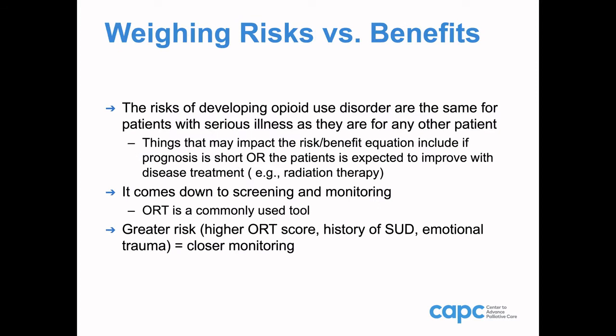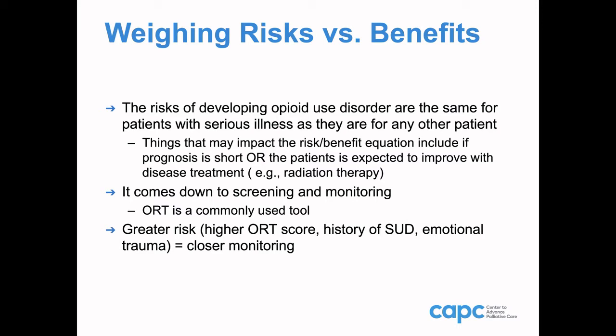So that's universal precautions. Weighing the risks and benefits is really about things that impact the risk-benefit equation. So if prognosis is short, you're going to take that into consideration. Someone with pancreatic cancer who has only a few weeks to live, you're going to weigh the benefits of opioid therapy much more strongly than you may weigh the risks of development of opioid use disorder or anything like that.